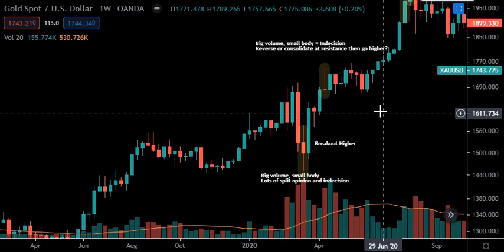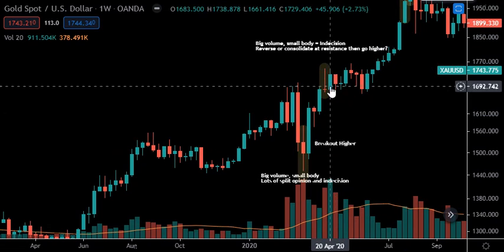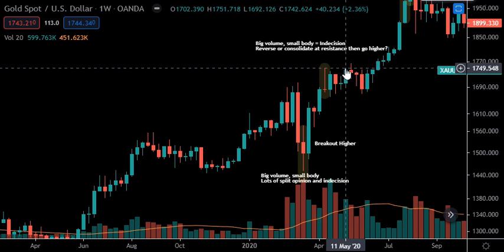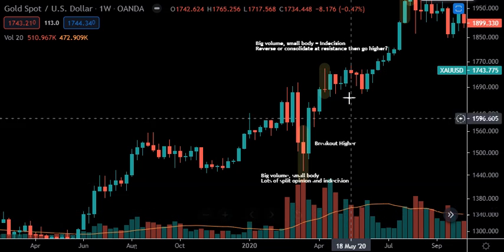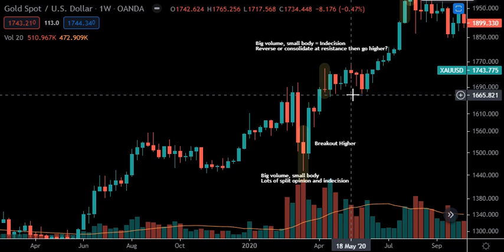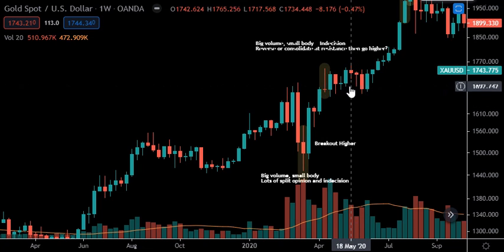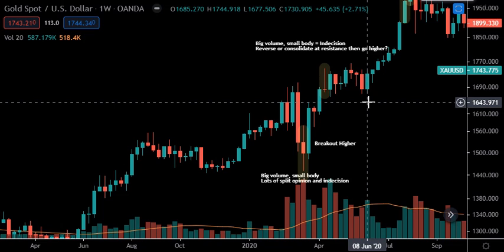As you can see, what happened here? Knocked on the door of 1750 for the next couple weeks. Almost broke through there. Still too much volume here. The volume right here on this bar indicates there's still sellers there above that level. They're not ready to give up. So, gonna hang on there. Sell bar here, buy bar here.